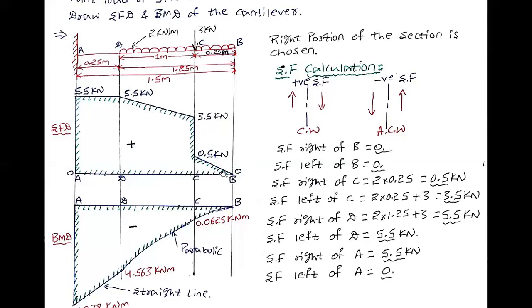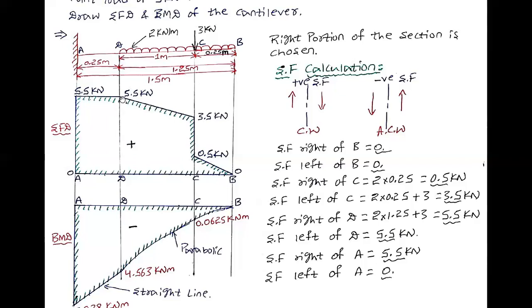When the structure is subjected to UDL, when you draw the shear force variation, it will always be linear. You have to remember that table which you were shown in the previous explanation. You can go through those videos and you will understand. Now at point C, join this 0.5 and 3.5. Now at point D, the value is 5.5 kilonewton. At point D, it is 5.5 kilonewton.